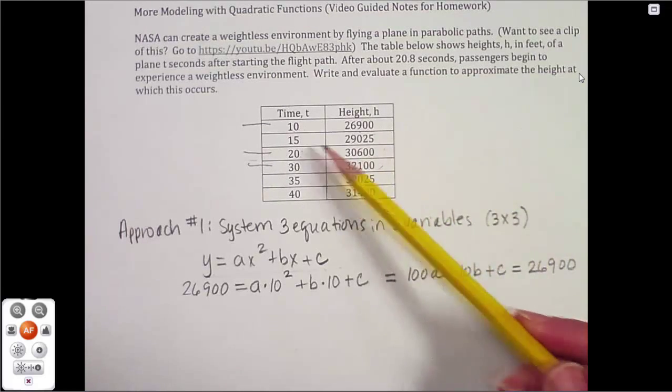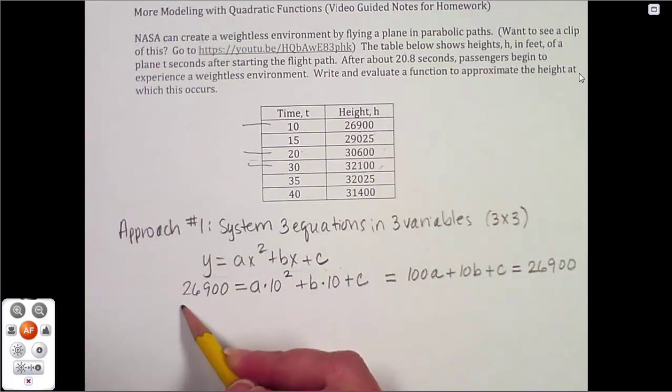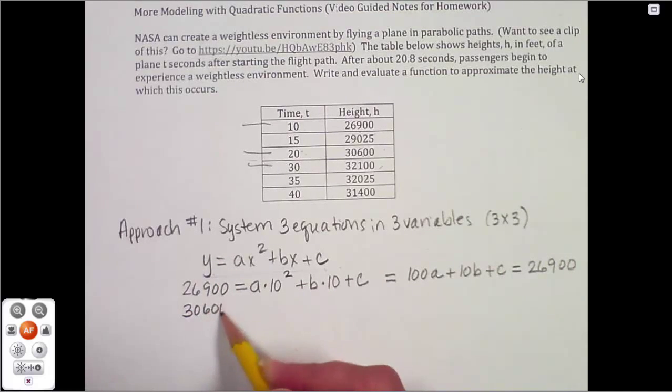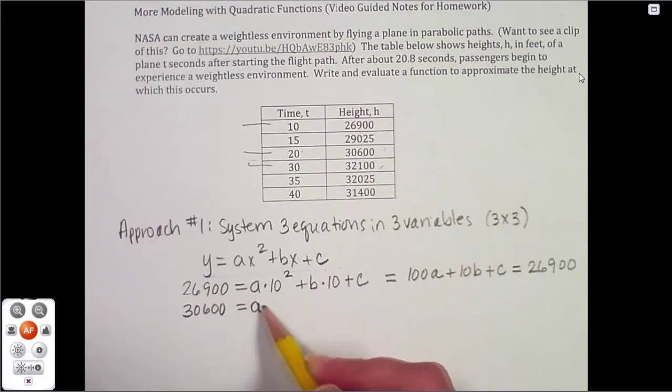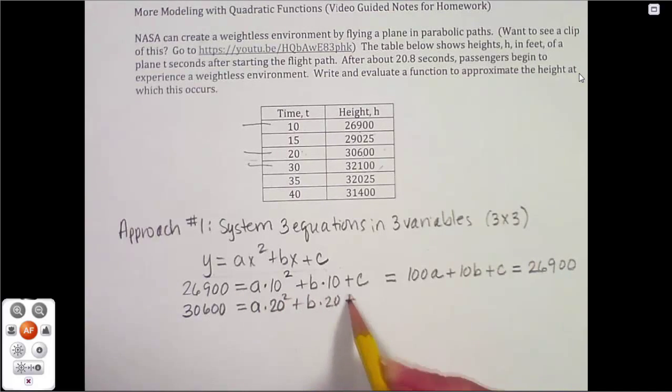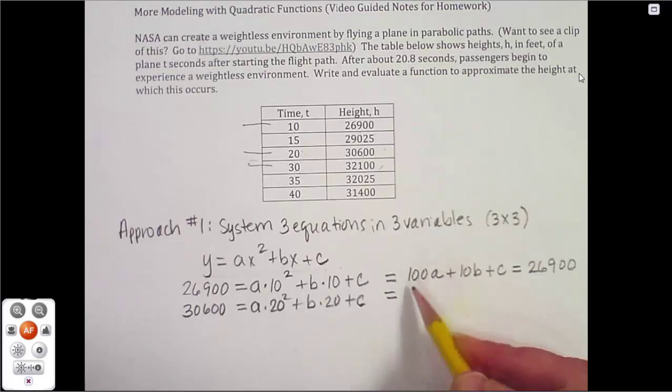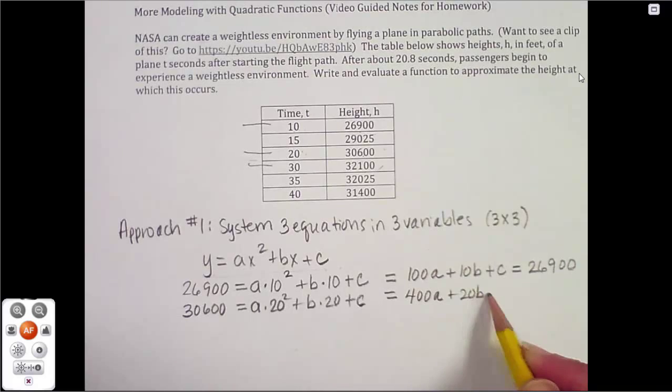For my second xy pair, my y is 30,600. That will be equal to a times its x, 20 squared, plus b times x, 20, plus c. Cleaning that up, I get 400a plus 20b plus c equals 30,600.